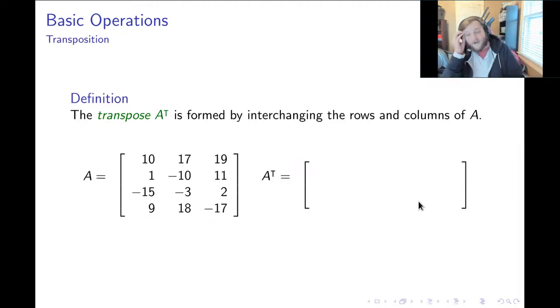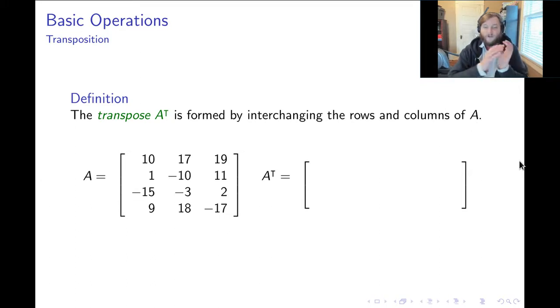The next operation that turns out to be incredibly useful, albeit incredibly simple, is the notion of the transpose of a matrix. So the transpose of a matrix notationally is indicated by taking the symbol for the original matrix and then adding a t as a superscript. But what does that mean mathematically? Mathematically, this means that we're going to interchange the rows and the columns of the original matrix.